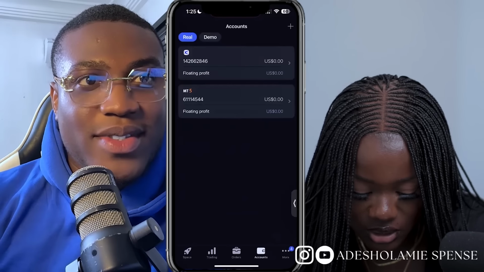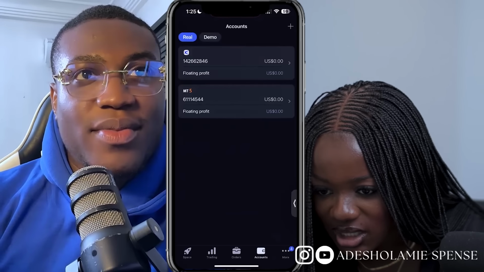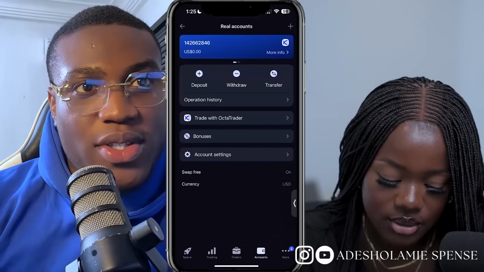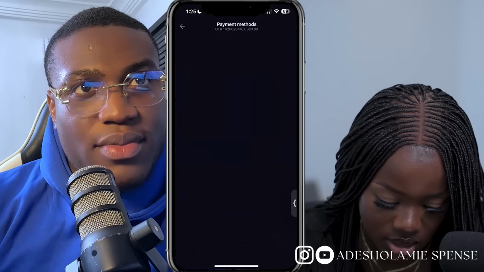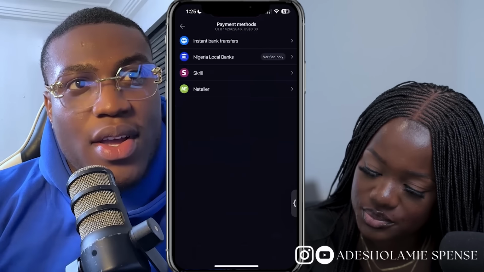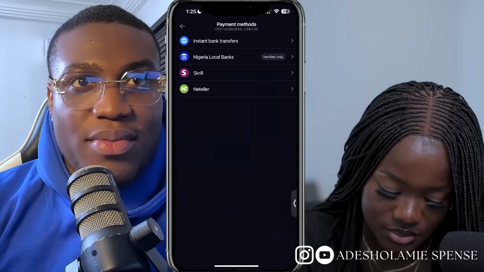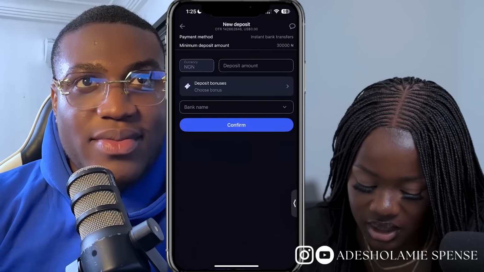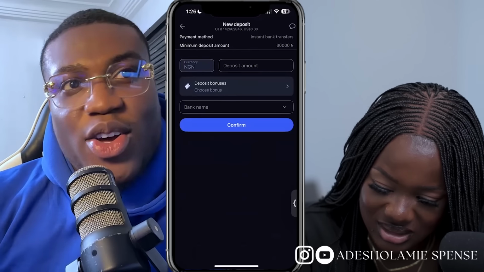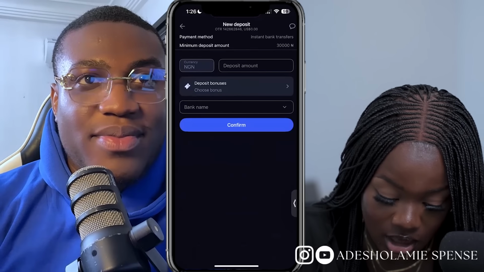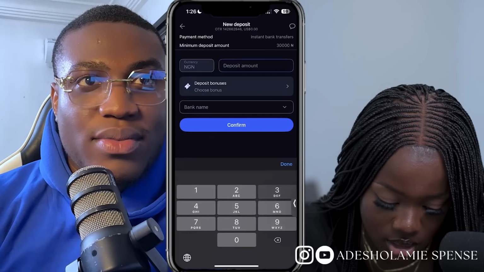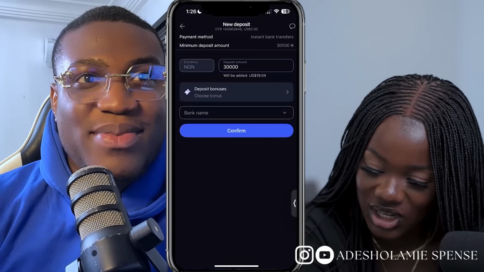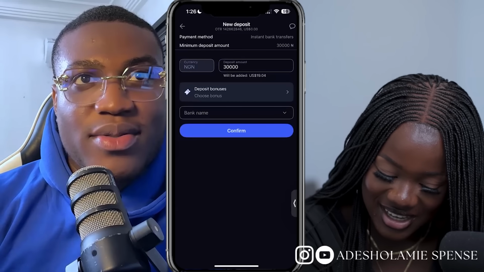Oh, so this is my real account. Oh, I think this is the MT5 I tried opening that time. Oh, okay. So this is the Octa Trader account. So you can click on that. Click on deposit. What's the minimum amount of money I can use? Click on instant bank transfer and then you see 30,000 naira. Yes. I think that's fair. That's about maybe $20. Type in 30,000. Ooh. So you're telling me that I can start trading with $20? Of course.